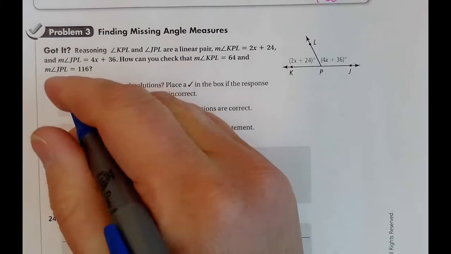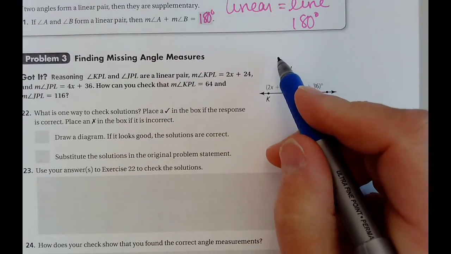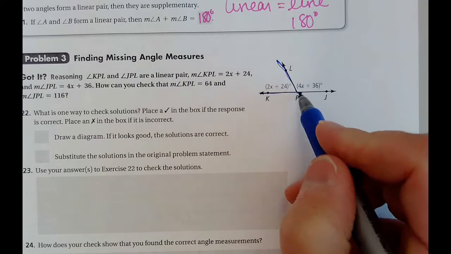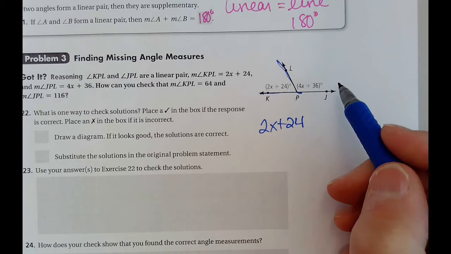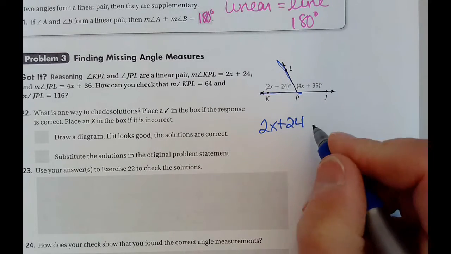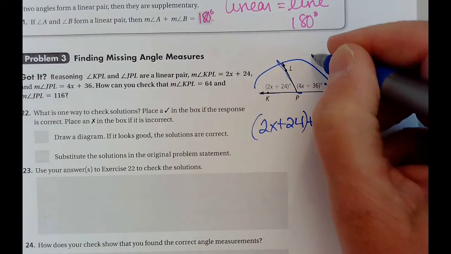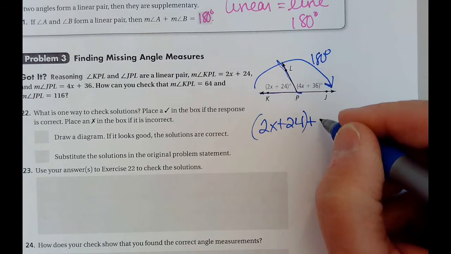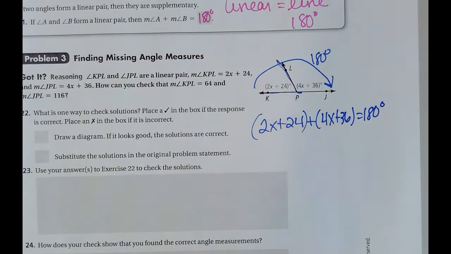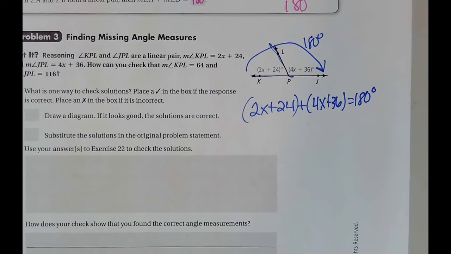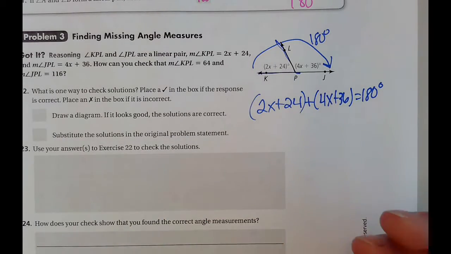If we know that they're a linear pair, how can we find the value of x? And so I'm not going to really pay attention to what's written here. I'm just going to do the problem. And so we have angle KPL right here equals 2x plus 24. Angle JPL is 4x plus 36. So we know it's a straight line, it's a linear pair, they are supplementary. So they equal 180 degrees. And so it says, how can you check that KPL is 64 and JPL is 116? Well, we need to solve for x.